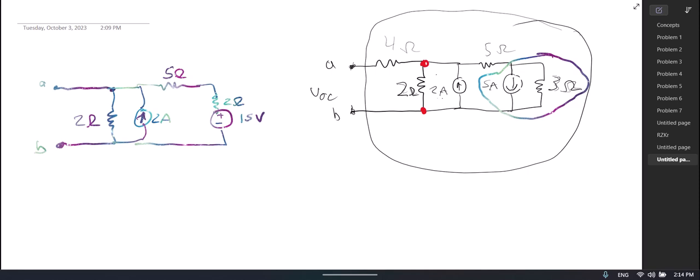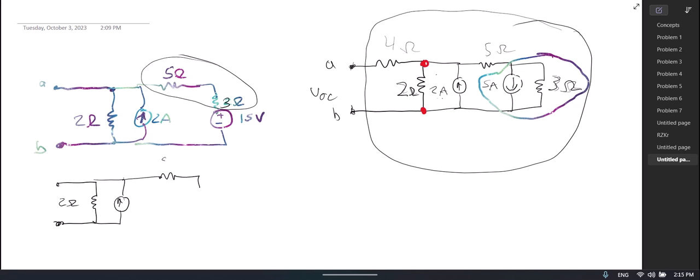And now what I can do, and this is a typical source transformation kind of problem, by doing that, I put these two resistors in series, so now I can combine them. Oh, you actually put 2 ohms instead of 3 ohms. Thank you. And then, so that's now 8 ohms and 15 volts, and this is 2 amps.